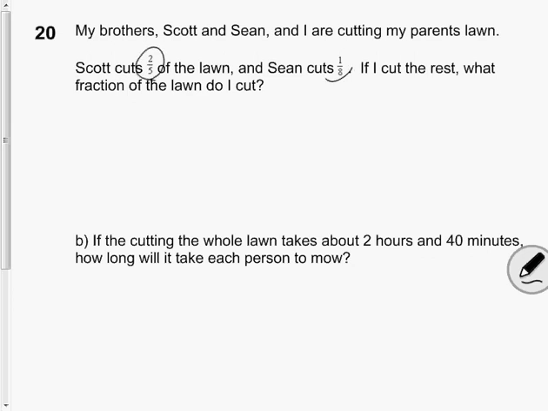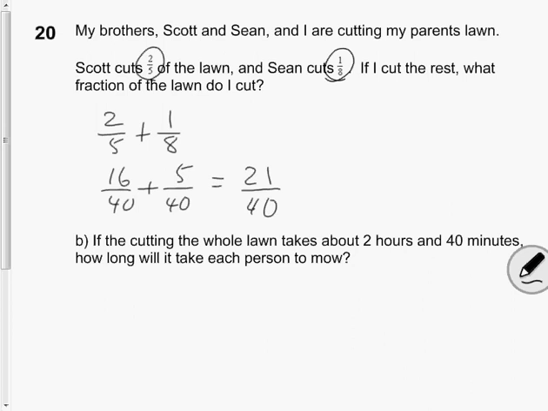You just take what Scott cut and what Sean cut and figure out how much fraction-wise of the entire lawn they cut. So I'm going to add those two together. So 2/5 plus 1/8. When adding, you need a common denominator. This is going to be 16/40ths, and this is going to be 5/40ths. So my brothers mowed just a little bit more than half of the lawn. They mowed together 21/40ths of the lawn.